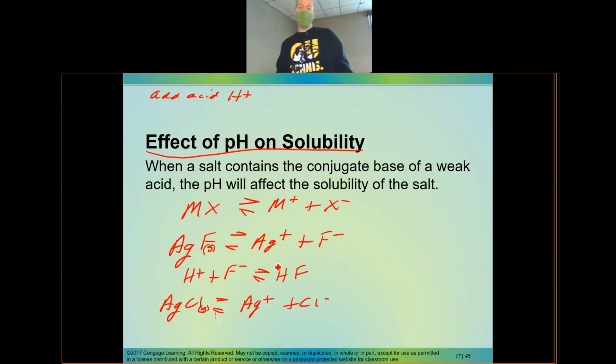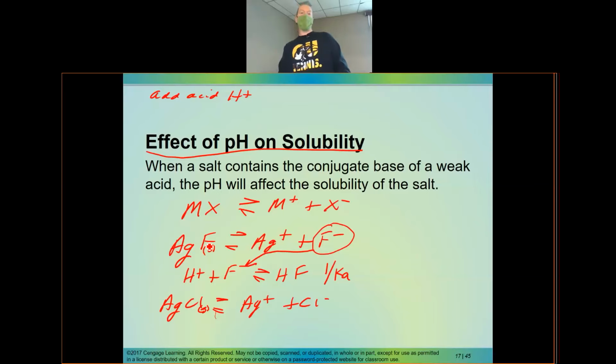And if you look at this reaction, your H plus plus your F minus is in equilibrium with your HF, you see that that is the reverse of your Ka reaction. So this is 1 over Ka. All Ka values are very small. So when you take 1 divided by a small number, you get a large number. And so the effect of adding acid to a silver fluoride compound is that it's going to take your F minus and take it out of the solution.